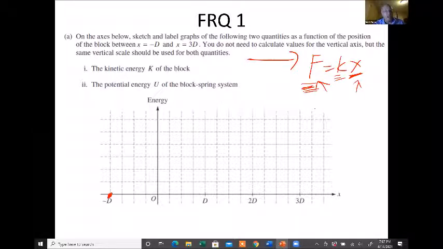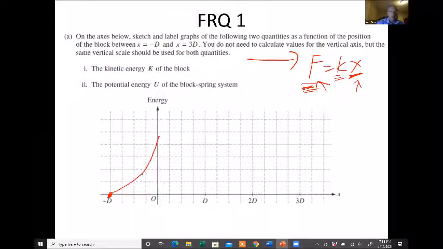Because the force isn't constant, the rate of increase of kinetic energy isn't constant. It's more of a parabolic kind of shape. So we ought to draw something like maybe, whoops, that's not very good. Let's try that again. Maybe something like that. And that's just showing us that kinetic energy is always going up, but it's going up fastest.